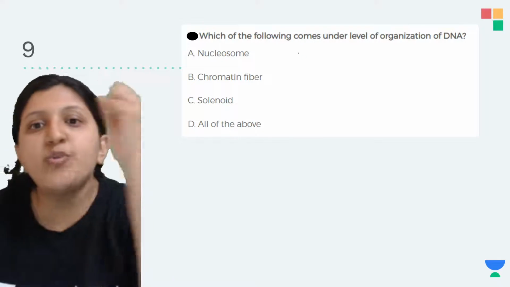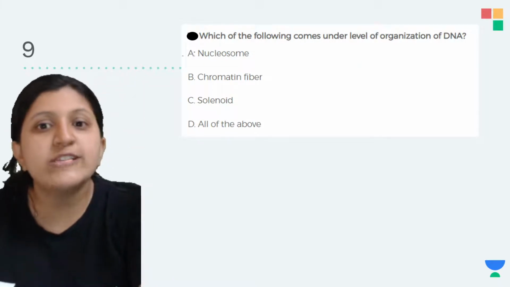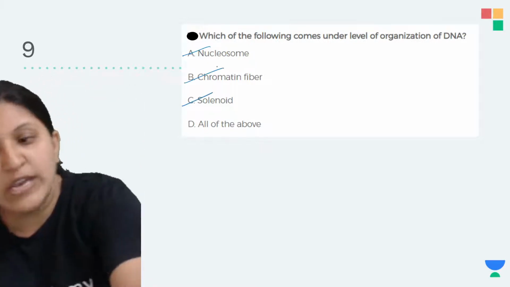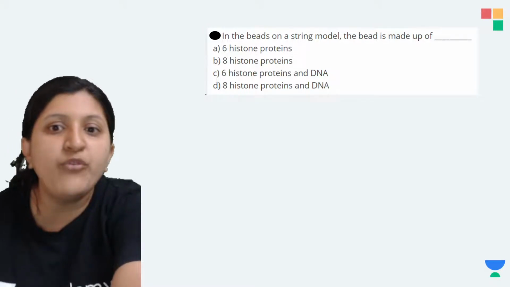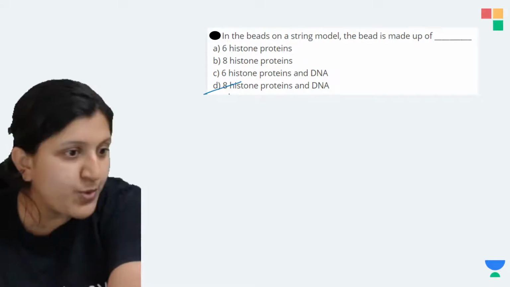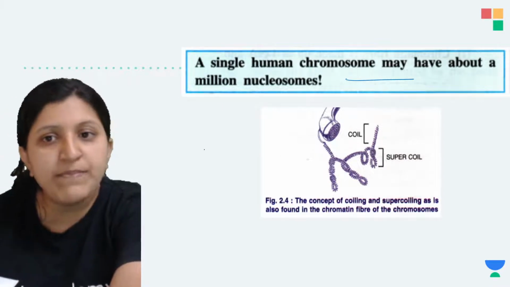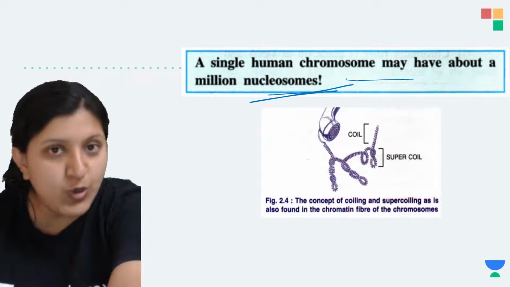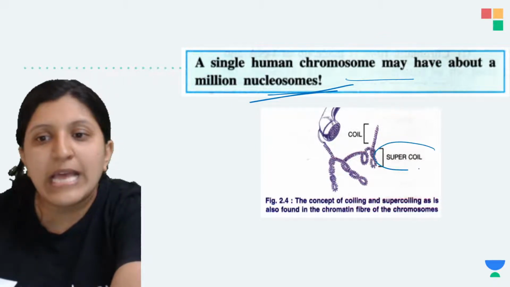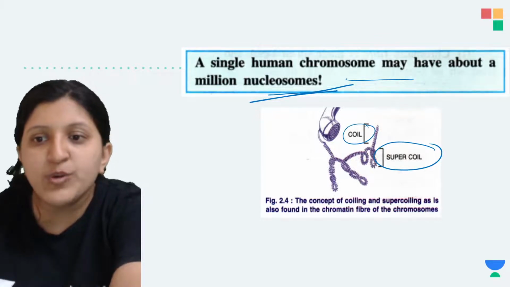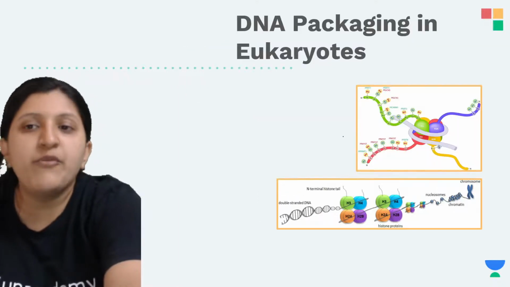Next, which of the following comes under the level of organization of DNA? Nucleosome, chromatin fiber, solenoid, all of these. In the beads on a string model, the bead is made up of 8 histone proteins and DNA. This is a single human chromosome, which may have about a million nucleosomes. With respect to that, you can see supercoiling. There is coiling and supercoiling. This part is supercoiling and this is just coiling.